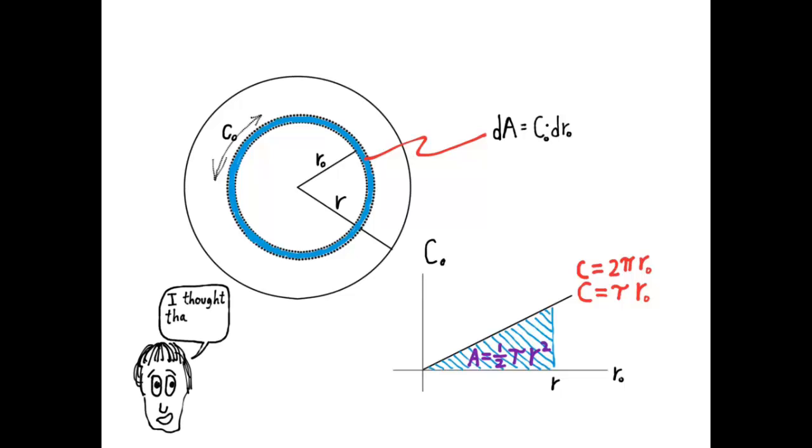And listen, do get used to thinking in terms of tau, because if you get hung up on pi, that is not going to make you popular.